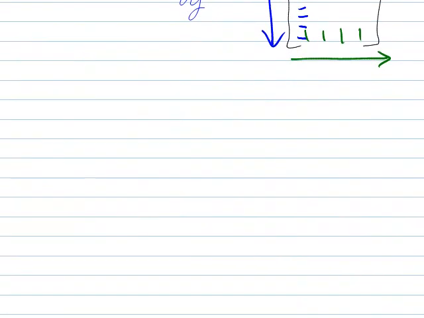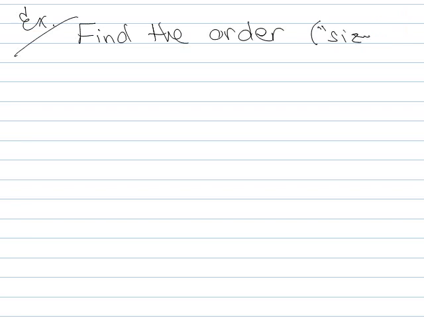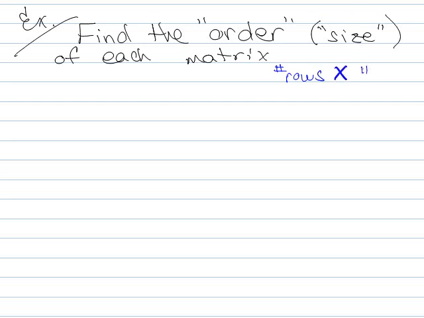Okay, so let's just look at a couple of examples here. Say we want to find the order. Or again, I'm going to call it size because that's what I call it in everything else that I do besides this book. So if I say size, please understand that I mean order. And when your book or your homework says order, say, oh, that's the size she was talking about. Find the order or the size of each matrix. Remember, it's the number of rows by the number of columns.